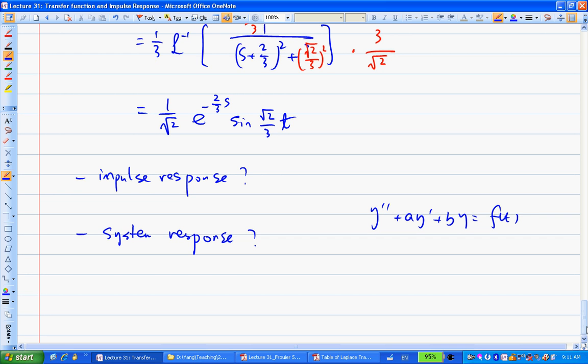Okay, I'm going to skip that example here. So that's basically impulse response and transfer function. Any questions? Okay, all good?